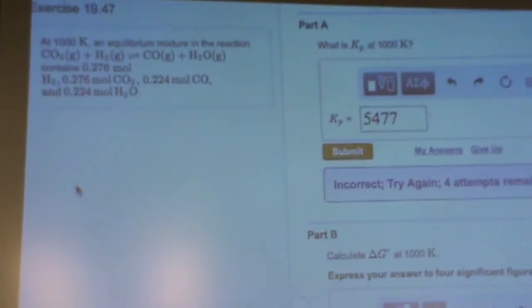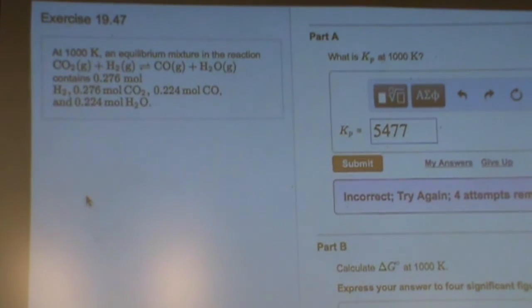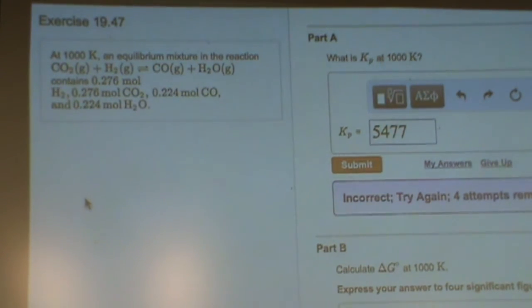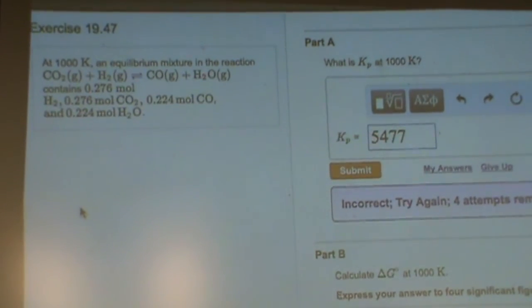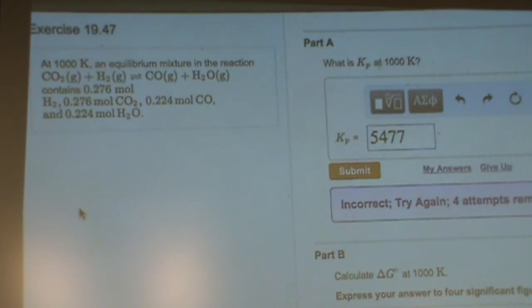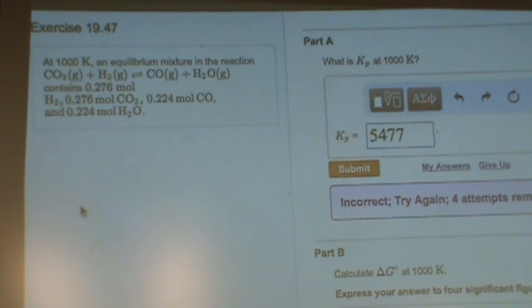Can you assume that it's like 1 liter? Because when you're solving for Kc, you're using concentration, right? Oh yeah, can you assume it's 1 liter? Yeah. Let's see. Yeah, I would. Okay. That sounds good to me. I was like, okay, that makes sense. Thank you. Okay. Let's see.